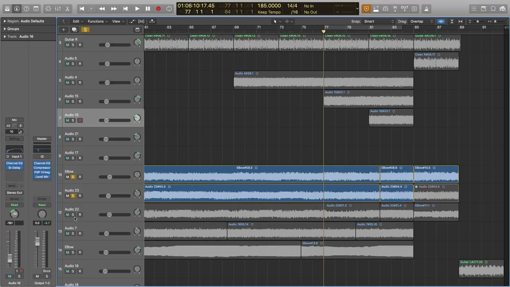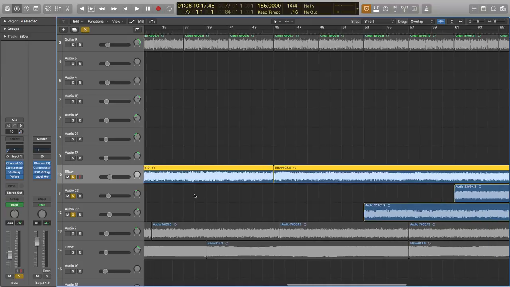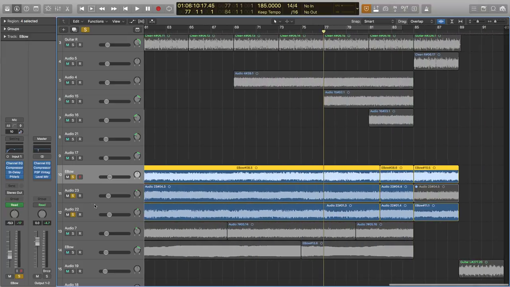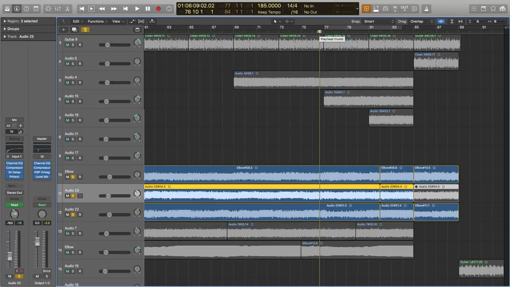So here's all three of these Ebows together. I might as well mention at this point that the main Ebow is centered, panning wise. The first Ebow harmonization is panned a little bit to the right, and the second one is panned a little bit to the left. So there's a little bit of a spread going on there. Here's what they all sound like at this transition.